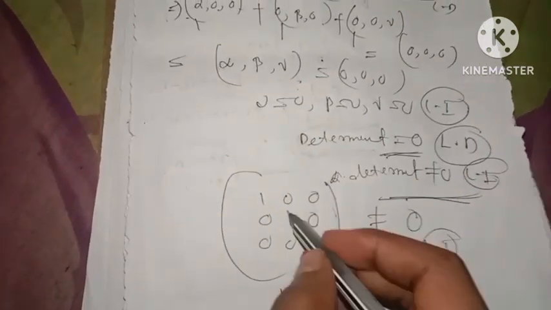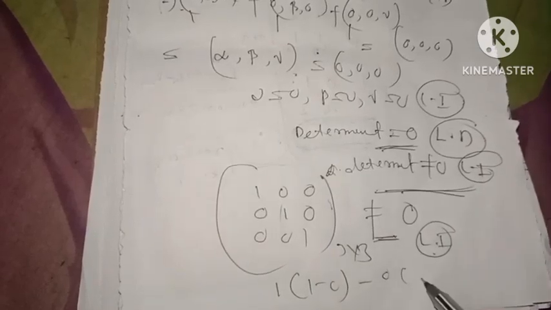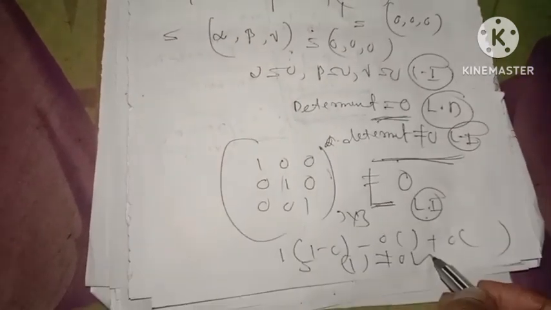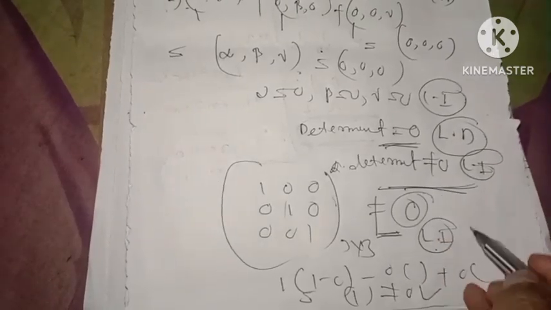When you find the determinant, 1 into 1 minus 0, plus 0 minus 0, and plus 0 into something, so the determinant is 1. So 1 is not equal to 0, so the determinant is never 0, so it is L.I.